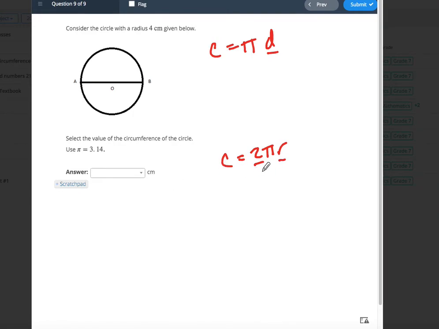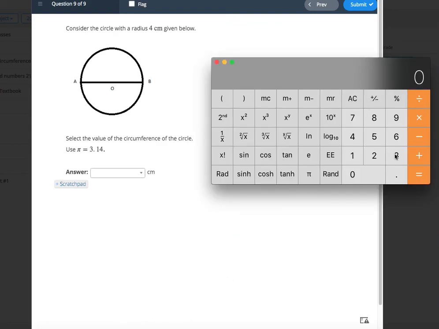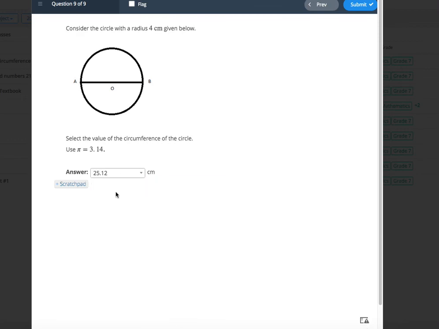So let's use this one down here for the last one. So the radius is 4, so I have circumference equals 2 times 3.14 times the radius, which is 4. So I just have to do this problem. So 2 times 4 is 8, so I'm left with 8 times 3.14. So the circumference is equal to 24.56, I think. So 3.14 times 8, 25.12, my bad. It's 25.12.